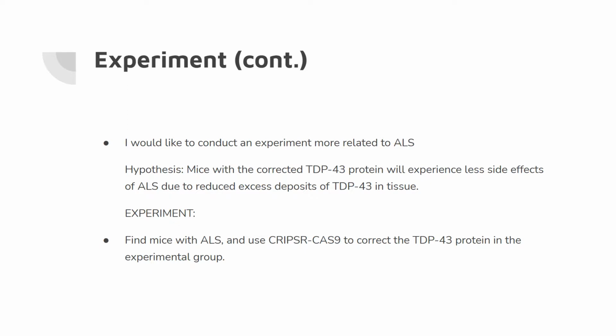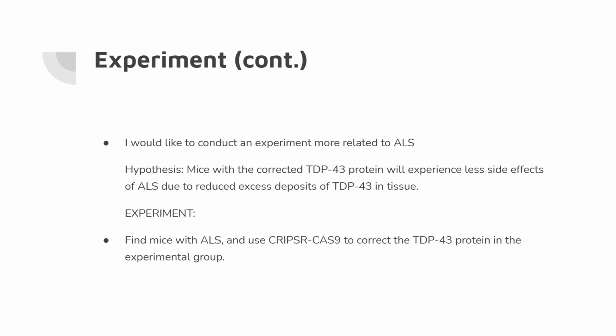So my experiment is to conduct something more related to ALS. My hypothesis, well, we'll go over the experiment first. I think the best idea is to find mice with ALS and use CRISPR-Cas9, which is probably the leading way to fix or correct mutations in proteins. So I would use CRISPR-Cas9 to correct the TDP-43 protein in the experimental group. While I don't know if this is true right now, CRISPR-Cas9 is something that's constantly being bettered and getting a better understanding of. So I'm certain it'll be possible in the future.